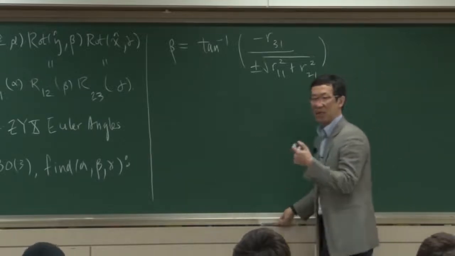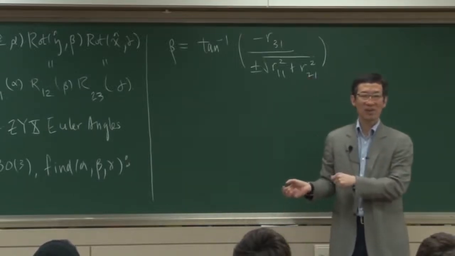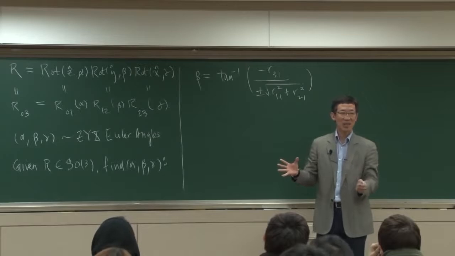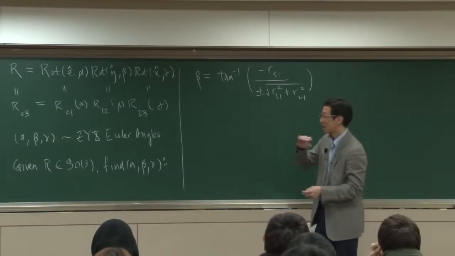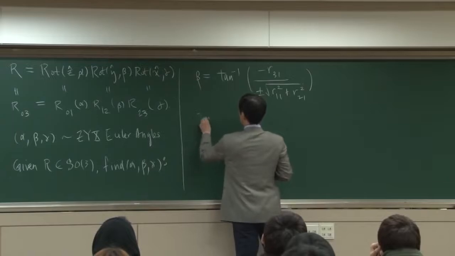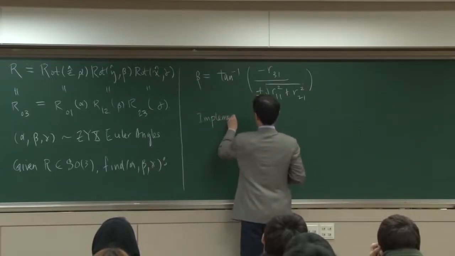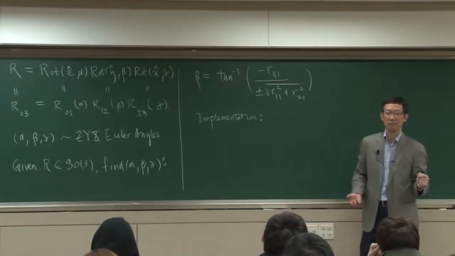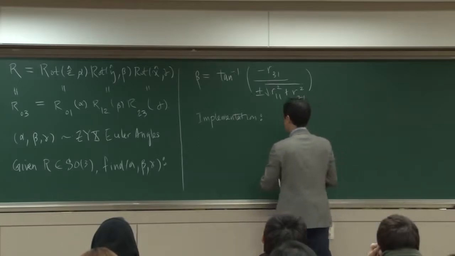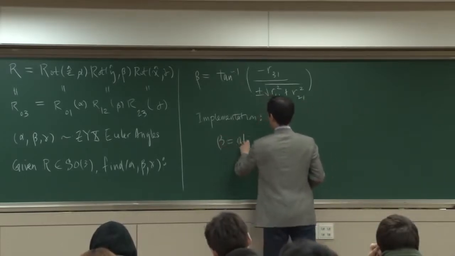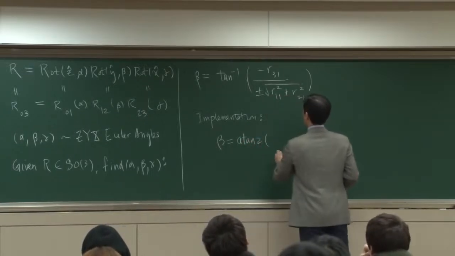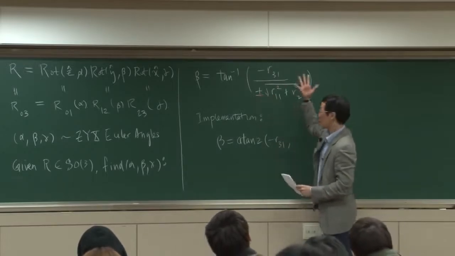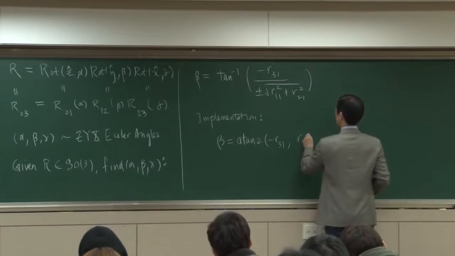Now in an actual implementation, if you're out in the workforce and you're a practicing engineer writing software to implement this, the way you would do it is you would use something called the Atan2 function. So you would say beta is Atan2 of minus R31 over, you have two choices, plus or minus. Let's just take plus for now.